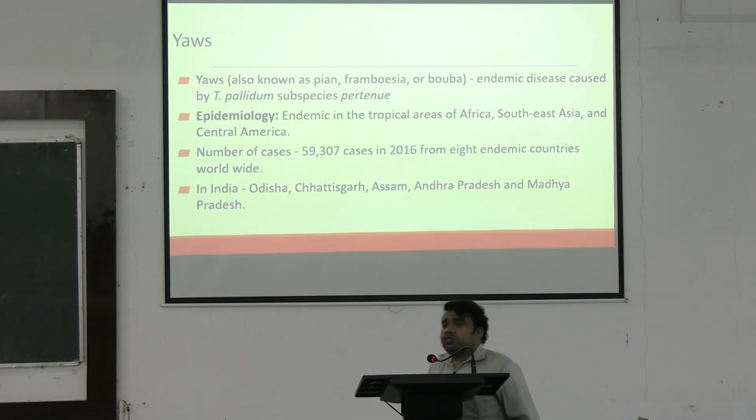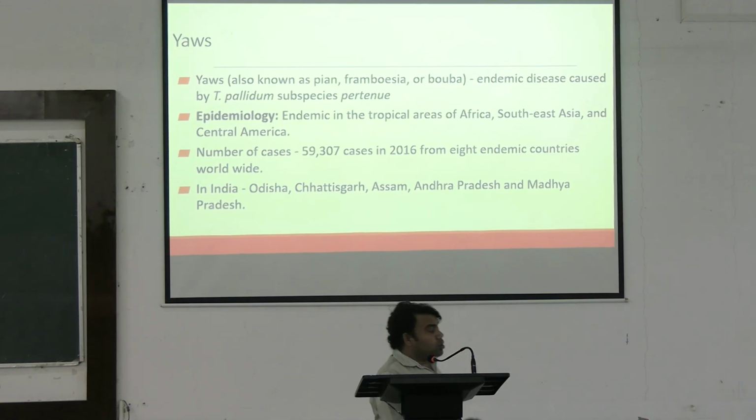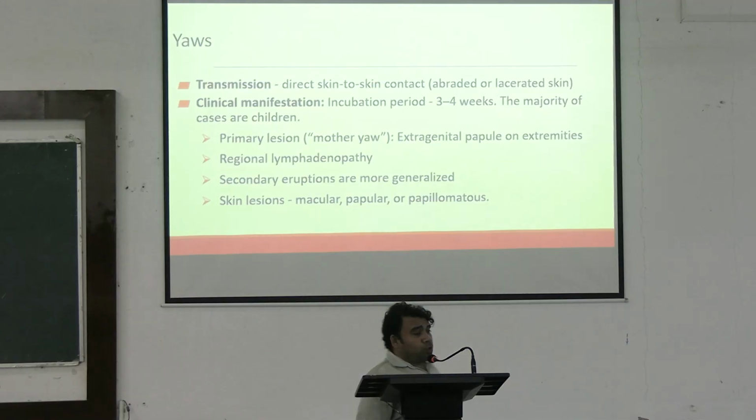Now let us look at yaws. The yaws infection is seen in India and also in other areas like Africa, Southeast Asia, and Central America. In India, this infection is commonly seen in Orissa, Chhattisgarh, Assam, Andhra Pradesh. And India has also gone for a yaws eradication program.